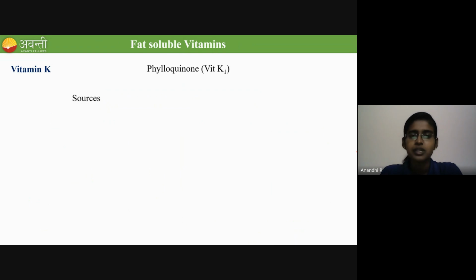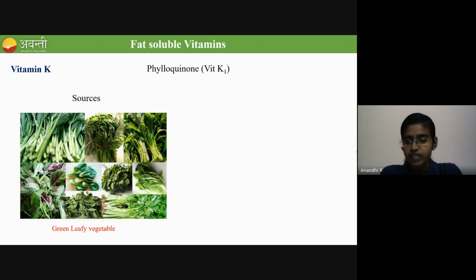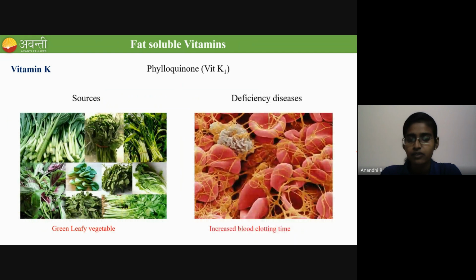Yes. And coming to vitamin K, which is phylloquinone. All the green leafy vegetables contain vitamin K. So you all have to eat all types of greens at home. It helps blood clotting. If you get some injury, it decreases your blood clotting time. If you are not getting enough vitamin K, you should take green leafy vegetables at least twice or thrice a week in your diet.